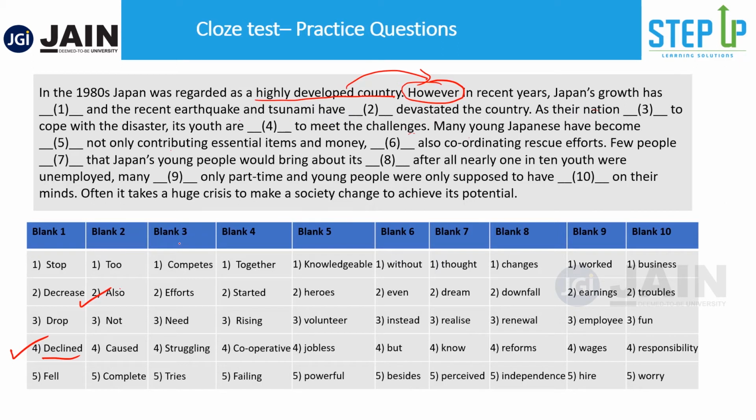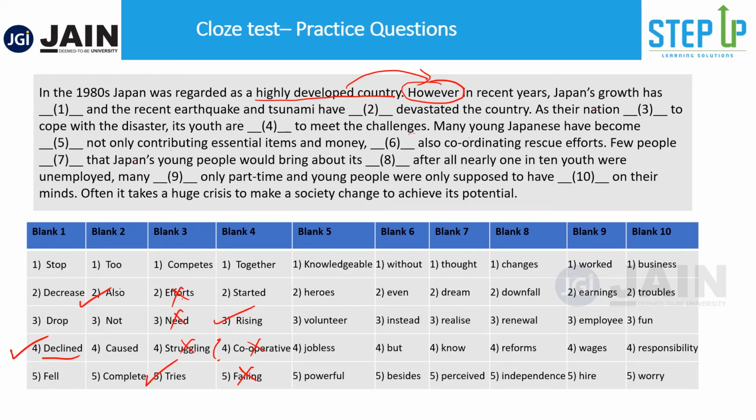So as their nation competes, it's not about competing. As their nation efforts, no, incorrect. As their nation need, struggling. As the nation tries, absolutely. So as their nation tries to cope with the disaster, its youth are helping, right? Are rising. Yes, this is all wrong. Cooperative, no, it was cooperating, it could still have been considered, but here it's only rising. Its youth are rising to meet the challenges.